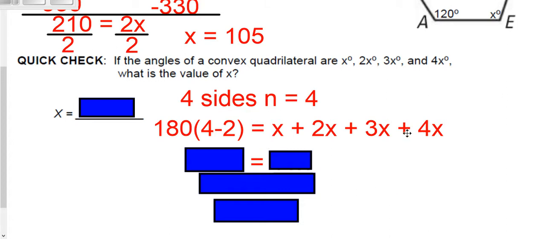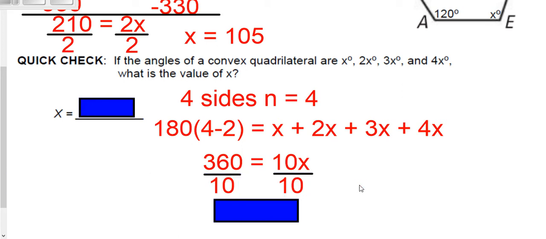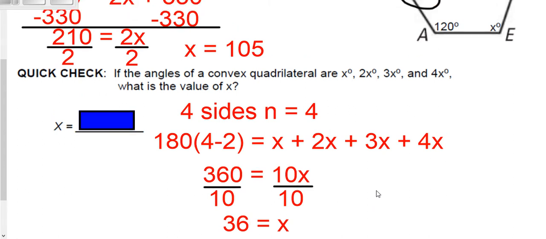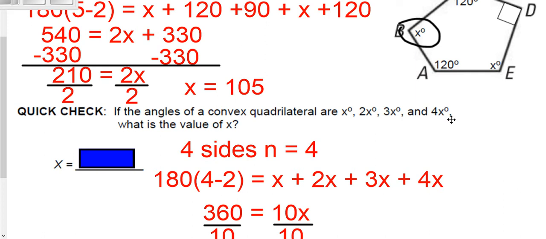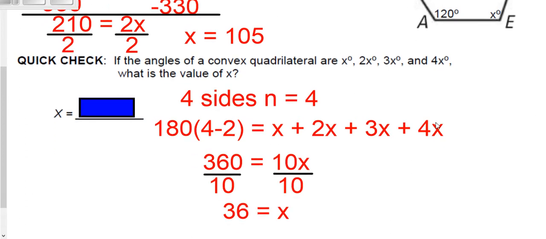So let's see, we combine all these x's. We have 1x here, plus 2 more makes 3, plus 3 more makes 6, plus 4 more makes 10x. And over here we plug that in our calculator, we get 360 degrees. So now to undo that multiplication, we divide by 10 and we get x equals 36 degrees. They just asked us for x, but we could figure out what the measure of each one of these is. One of them is just x, 36, the other one is 2 times that, which would be 72, and so forth. That is the end.